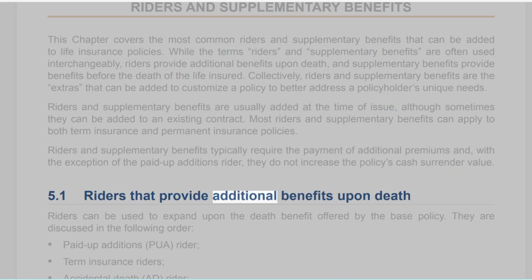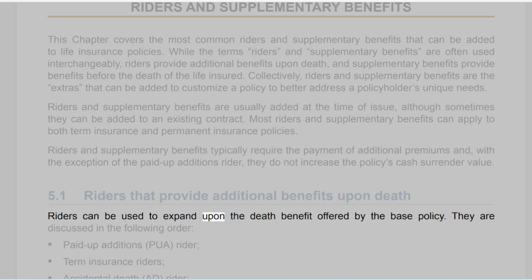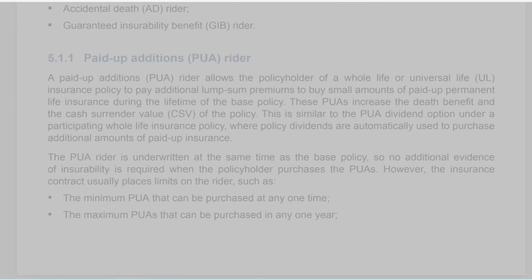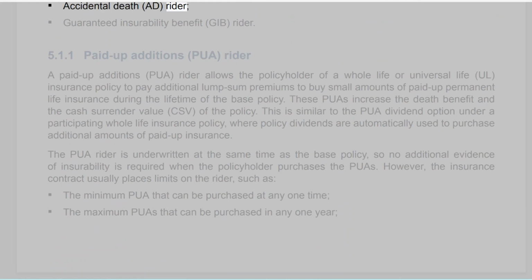5.1 Riders that provide additional benefits upon death. Riders can be used to expand upon the death benefit offered by the base policy. They are discussed in the following order: paid-up additions, PUA, rider; term insurance riders; accidental death, AD, rider; guaranteed insurability benefit, GIB, rider.